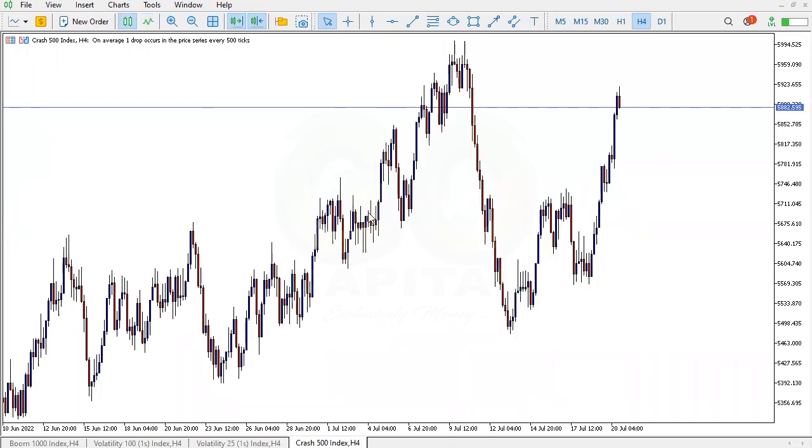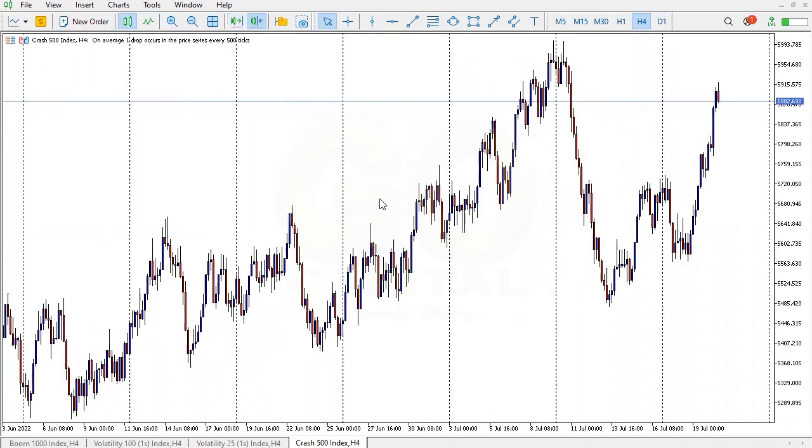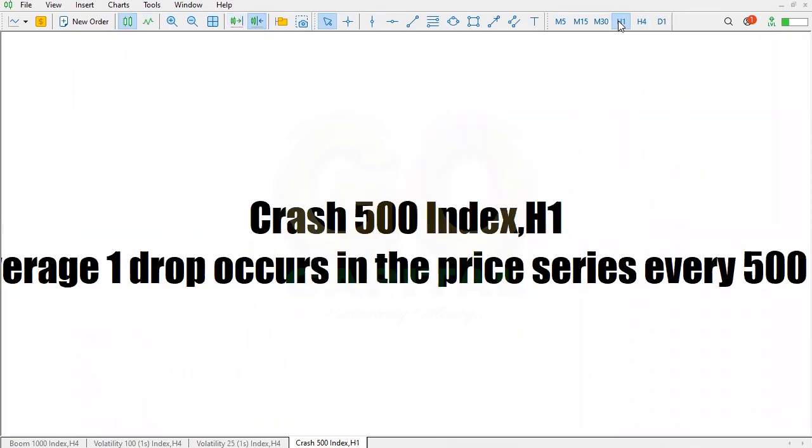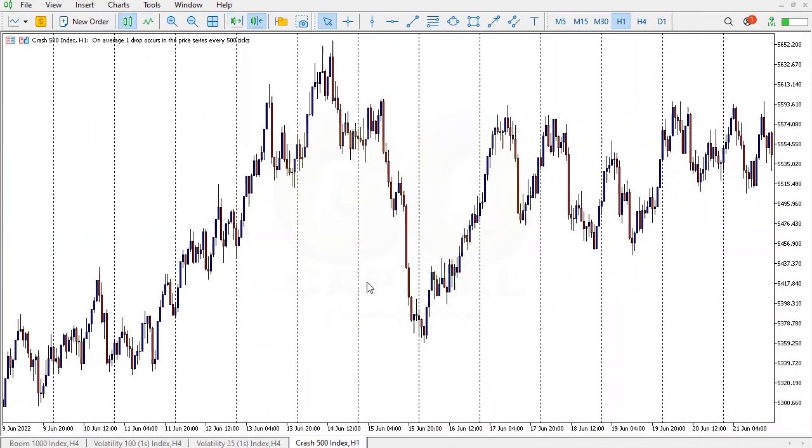Okay, so let me put our PO separator. This is Crash 500 in the 4-hour time frame. You can do what I want to show you now in any time frame. Let me switch to the H1. Yeah, okay, now.